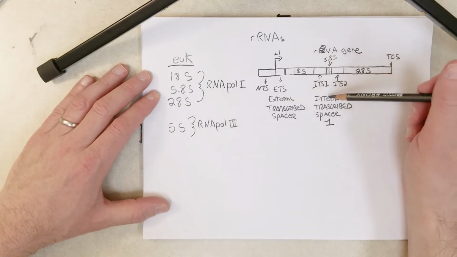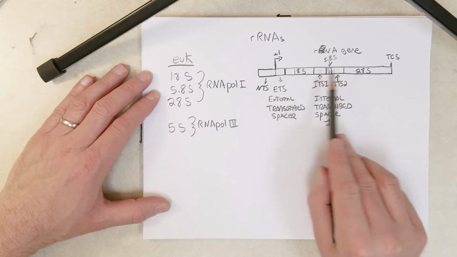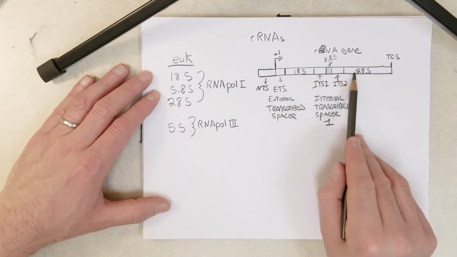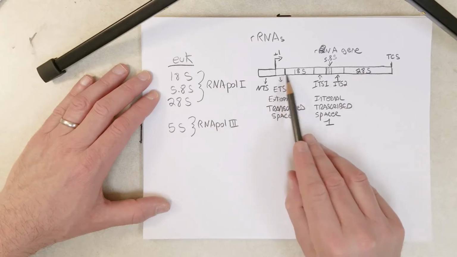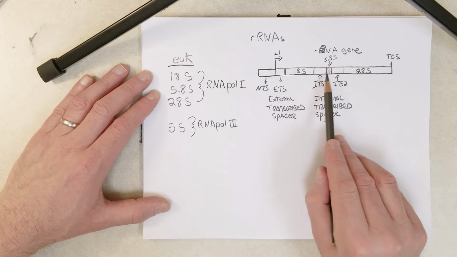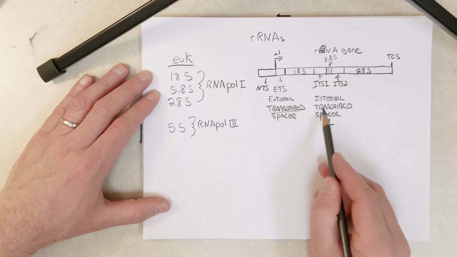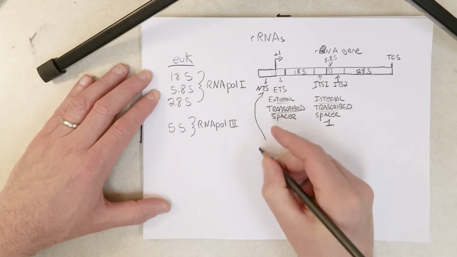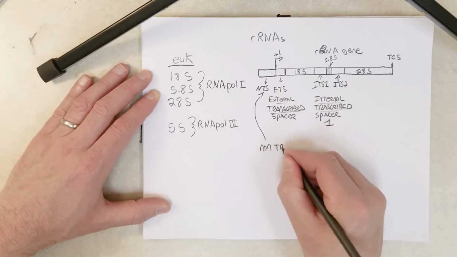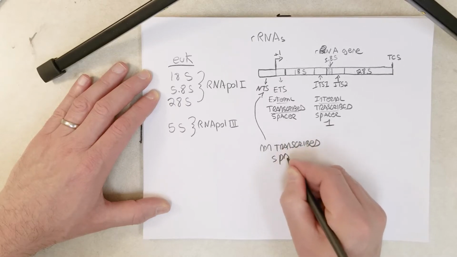So why are these internal? Because they're between the coding regions for the 18S and the 28S. Why is this the external? Because it's outside the coding regions for the RNA molecules. Notice these are transcribed: external transcribed and internal transcribed. This NTS is the non-transcribed spacer.